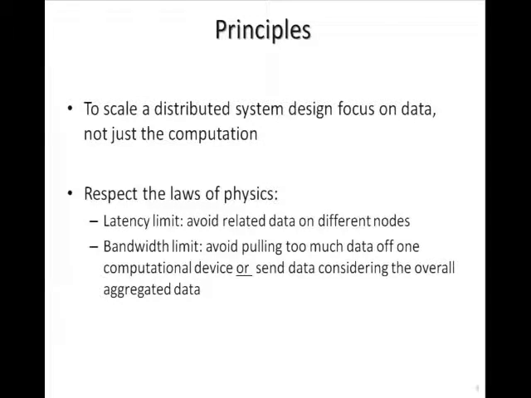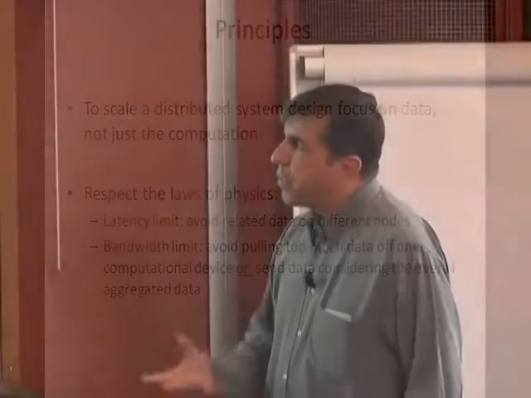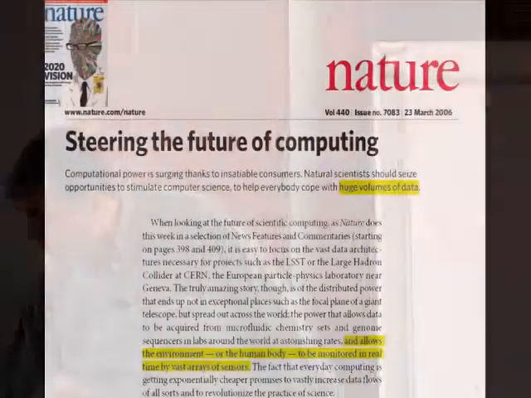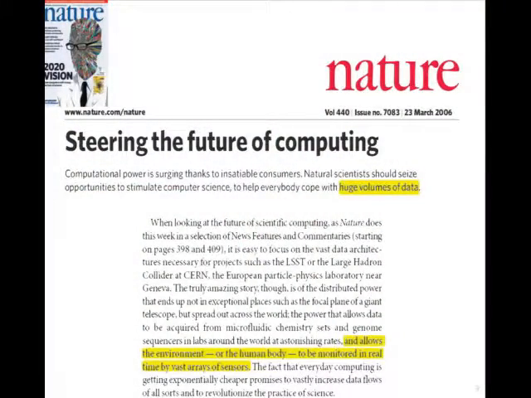So there are some principles that we should consider. The first one is that to scale distributed system design, we should focus on data, not just the computation. And we also should respect the laws of physics. For instance, we have some restrictions regarding the latency and bandwidth. Okay. And this has been testified in different ways.